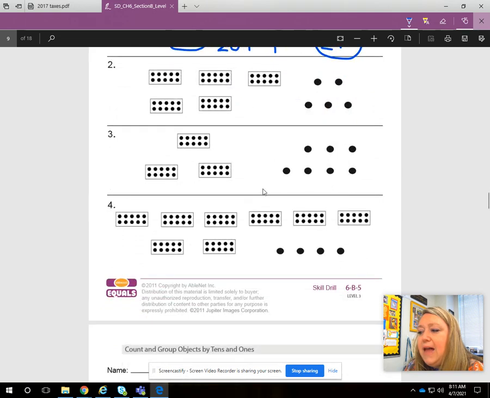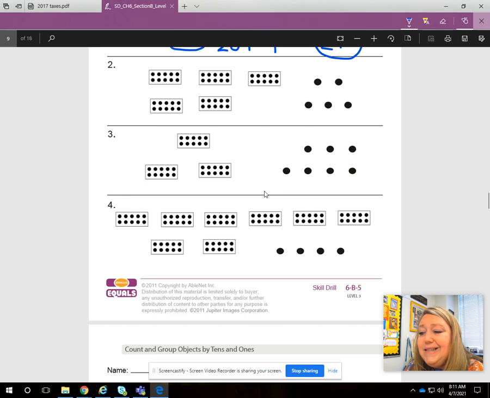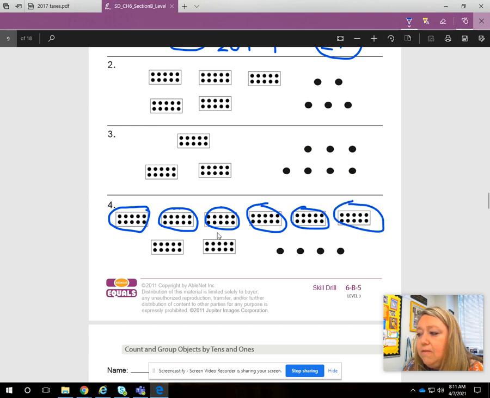Let's do the last one on this page before we go over to the second page. This is easy again, because they put these in 10 frames, so that's easy. Here's a group of 10. Here's a group of 10. Here's a group of 10. Whoa, there's lots of groups of 10. I'm going to circle each of them right here. Each of these is worth 10. How many sets of 10 do I have? Let's count them. 1, 2, 3, 4, 5, 6, 7, 8 sets of 10.